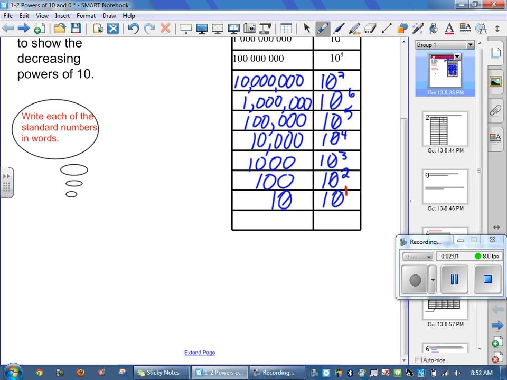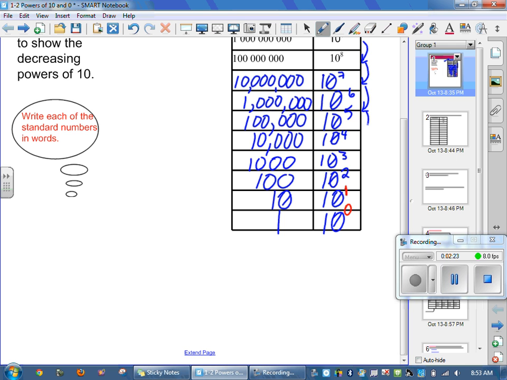Now what do you think is next? What comes below the 1 here? What are we going to write? 0. I'm going to put 10 exponent 0. Now, that tells me I have no zeros. So what number is left after? Just a 1. Okay?